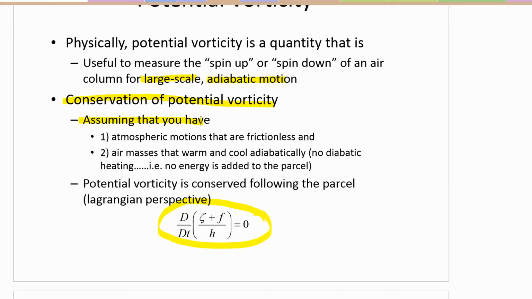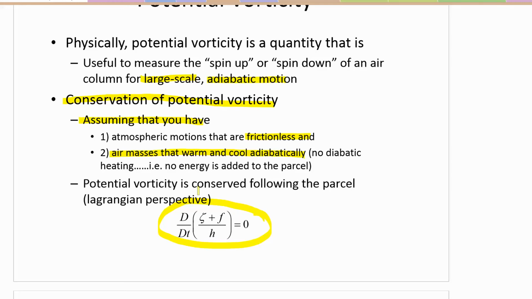So in order to conserve potential vorticity, we need to assume that we have frictionless flow. And not only do we need frictionless flow, but we need adiabatic flow. So the air masses warm and cool adiabatically as they go up and over the mountain. So potential vorticity is conserved following the parcel if we assume these two things. As in, there's no friction to dissipate the spin.